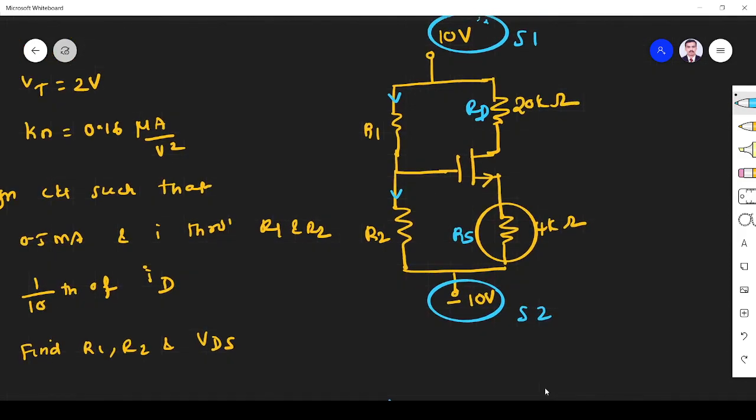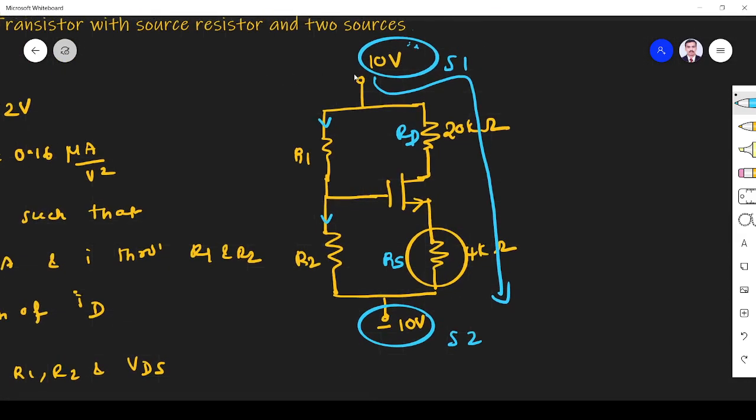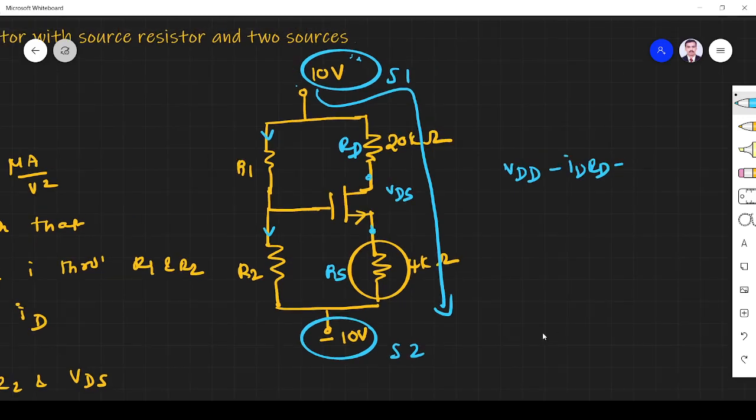Why? Here you see we apply KVL at the output side, this side. So here what will happen? We start from here. This is VDD, total supply voltage. What is the drop? Subtract this ID RD. Then here D, here S, so it will be VDS. Sorry, the second source. So VDD minus RD. Next here subtract ID RS. Then you subtract this 10 volt.